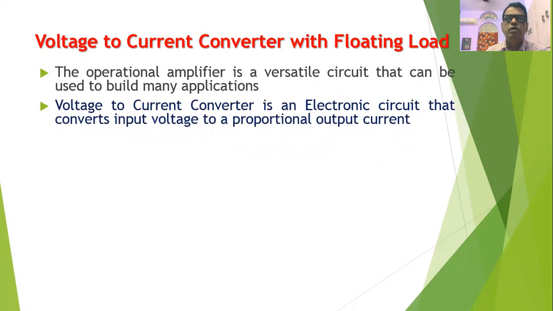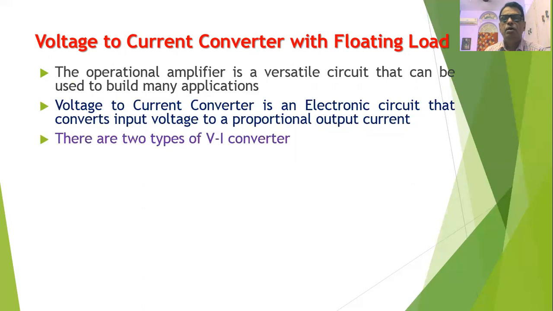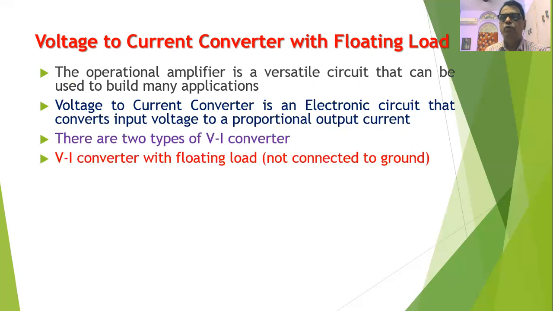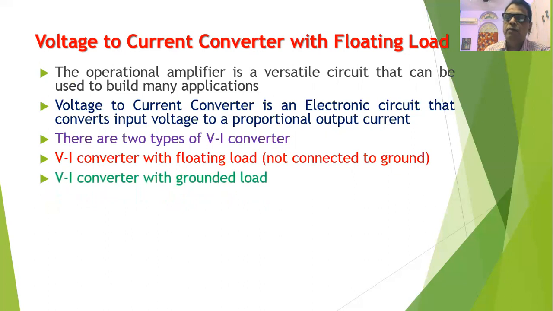VI converter or voltage to current converter is an electronic circuit that will convert the input voltage into a proportional output current. There are two types of VI converter. VI converter with floating load, where the load is not connected to the ground and therefore is called a floating load. And VI converter with grounded load, where the load itself is connected to the ground.